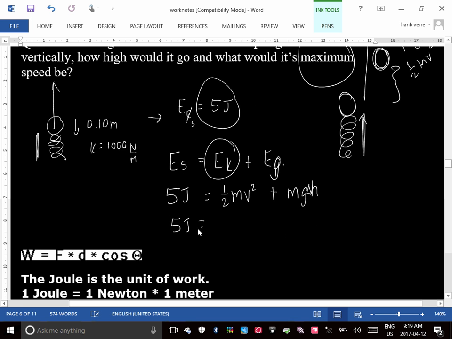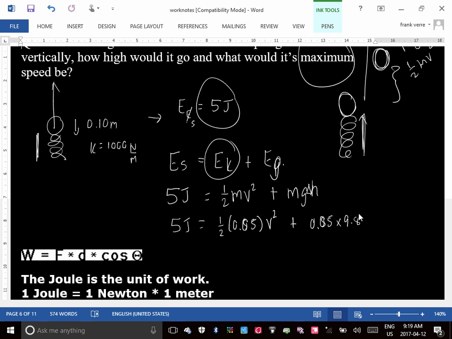So 5 joules is equal to 1/2. What's the mass of the bead? 0.05. Okay. What's the mass of the bead? 0.05 times 9.8. Now, where do you think will be the maximum speed of the bead? Right when it leaves.